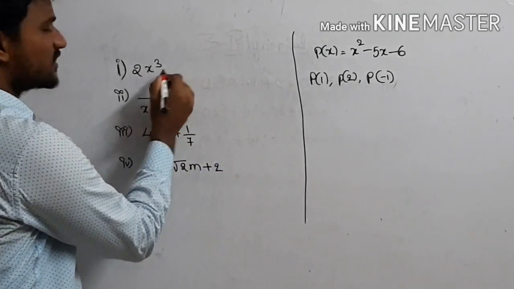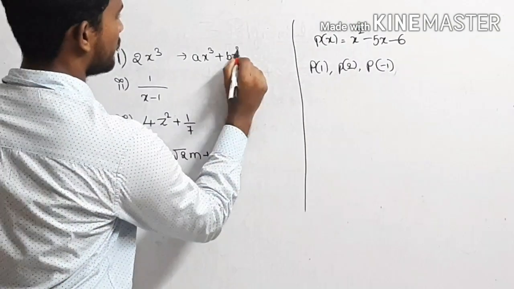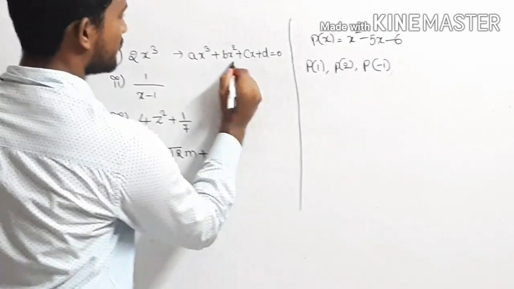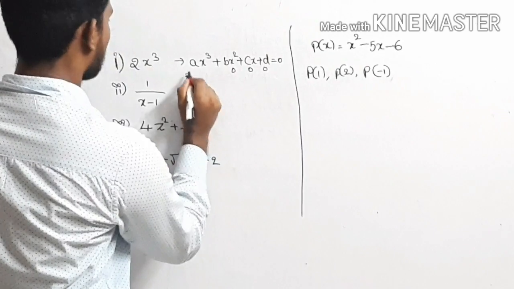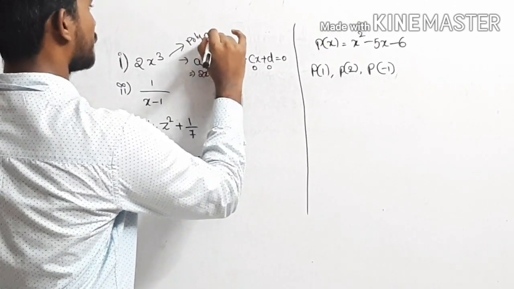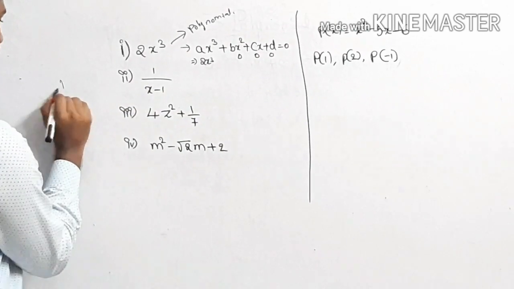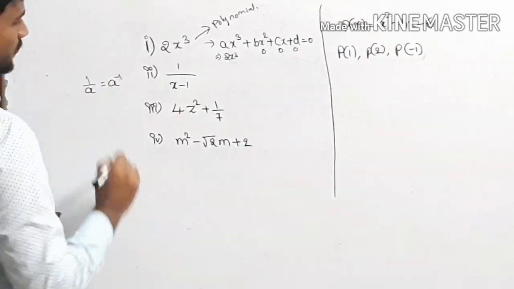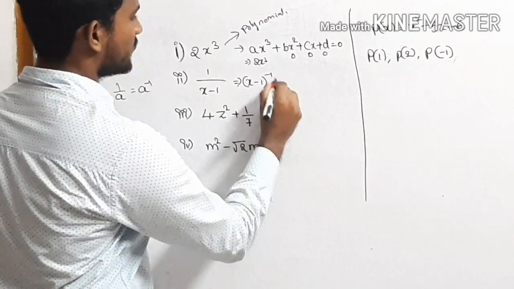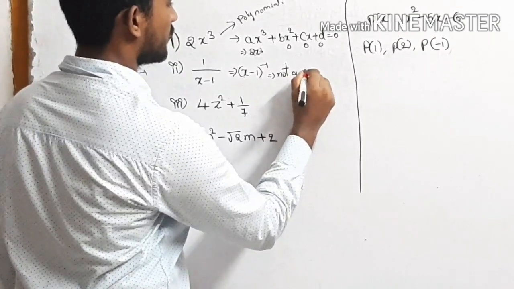Just like these questions, 2x cube is in the form of ax cube plus bx square plus cx plus d equals 0. Here b, c, d are zeros, so a is 2x cube. It is in the form of a polynomial. For this one, we have a formula: 1 by a equals a power minus 1. So it will be written as x minus 1 whole power minus 1. It has the power minus 1, so it is not a polynomial.